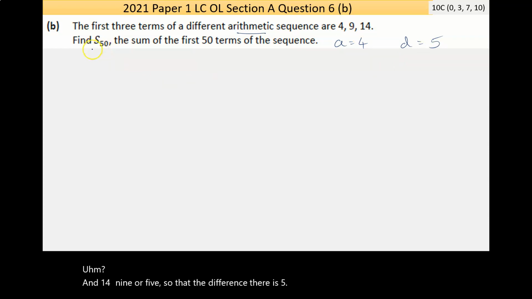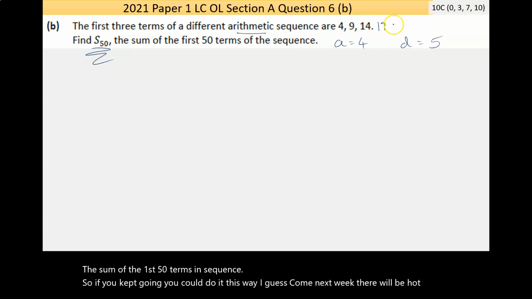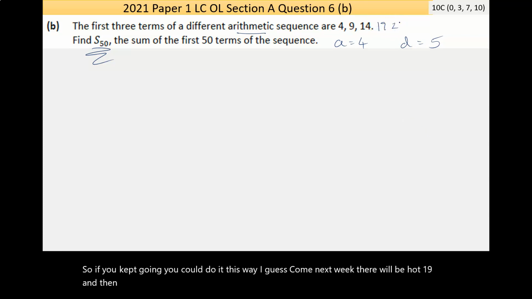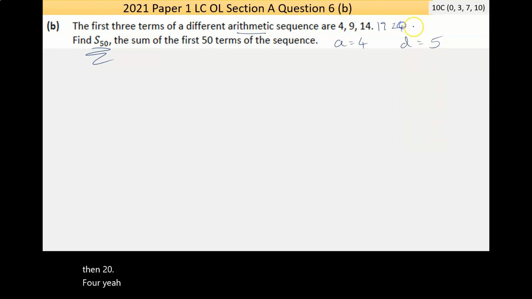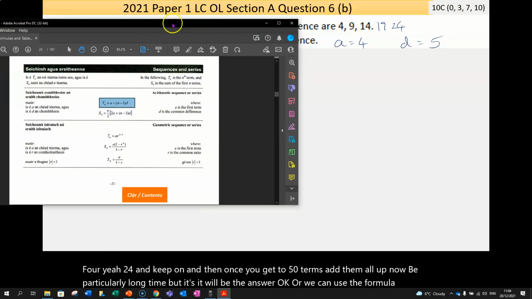Now this one says find S50, the sum of the first 50 terms in the sequence. So if you kept going, you could do it this way, I guess. The next one there would be 19, and then 24, and keep going, and once you get to 50 terms, add them all up. It'll take a long time, but it will be the answer. Or we can use the formula and just bring it across from the math tables again.